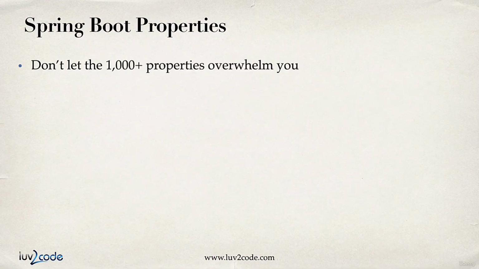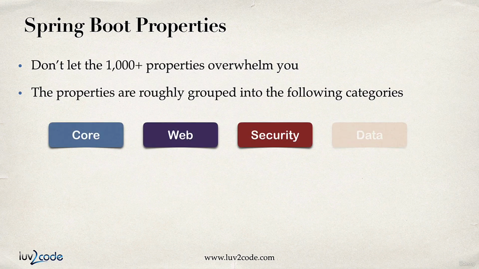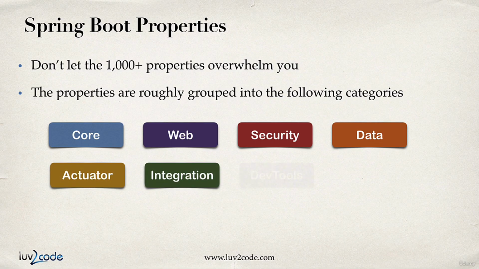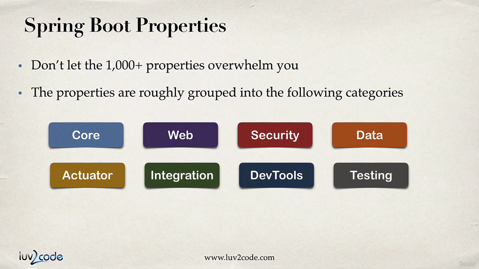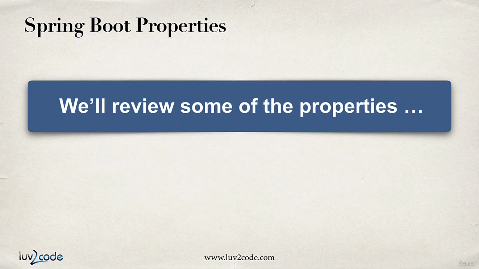But don't let those 1,000 plus properties overwhelm you or scare you. The properties are roughly grouped into the following categories: core, web, security, data, and then also actuator, integration, dev tools, and testing. That's the logical grouping of those different properties. We'll review some of the properties just so you can see how they're used and become accustomed to them.